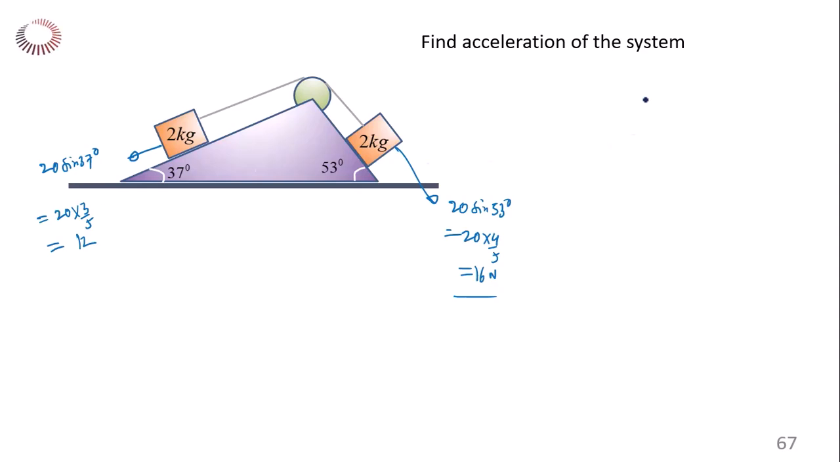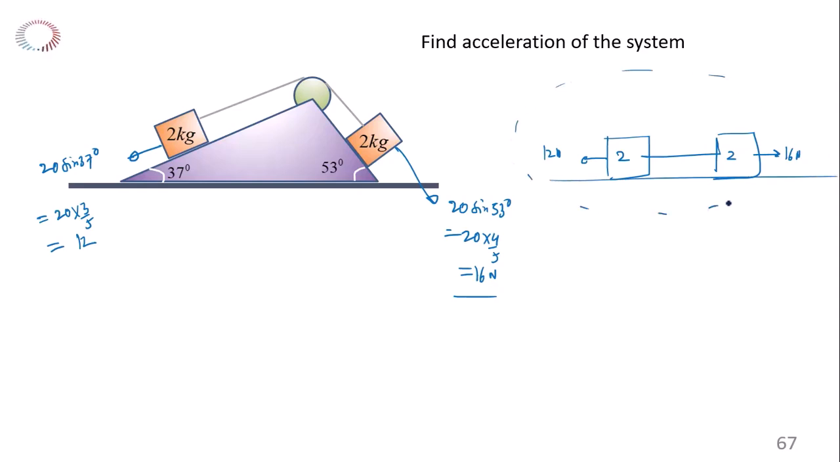So if I say, instead of pulley, can I say both these 2 kg blocks are being pulled by 16 Newton in this direction and 12 Newton in the other direction? So on this particular system, net force acting on the particle is how much? 4 Newton. So acceleration is how much? 4 divided by 4. Why 4? Because mass is 4. So 1 meter per second squared. That is your answer.